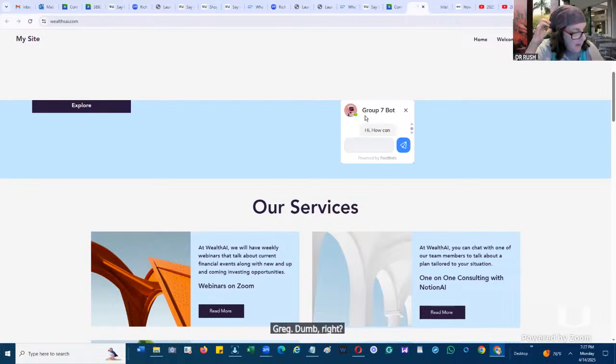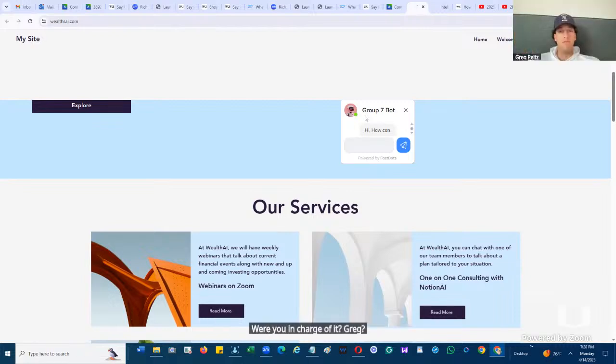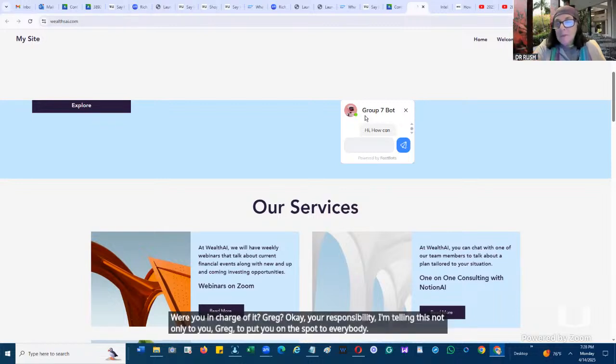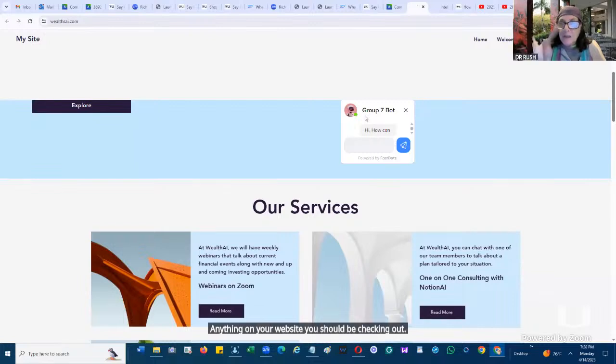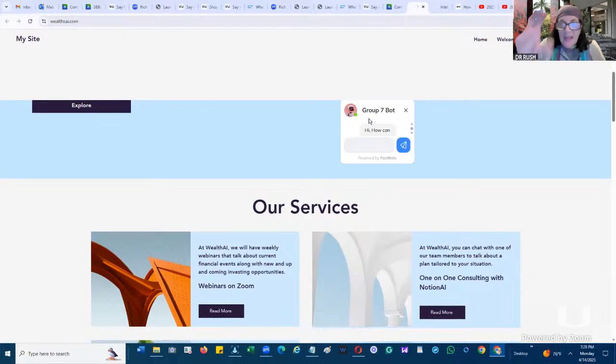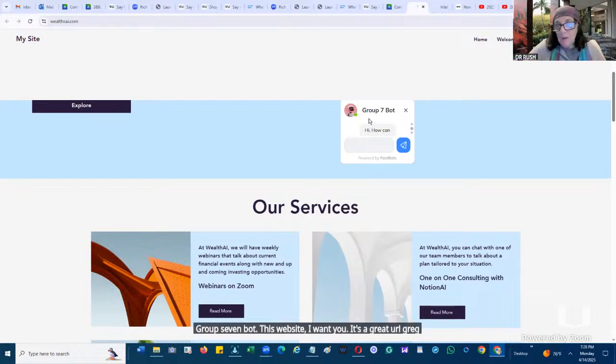Everybody in the group, did you do the bot, fast bot? Were you in charge of it? No, I wasn't. Okay, your responsibility, I'm telling this not only to you, Greg, to put you on the spot, but to everybody: anything on your website you should be checking out and going to the person and say, hey, let me help you, or you gotta remove this, right? Group 7 bot, right? This website, it's a great URL, Greg. So why ruin it with this? It's not bad for the first time, but get rid of this.